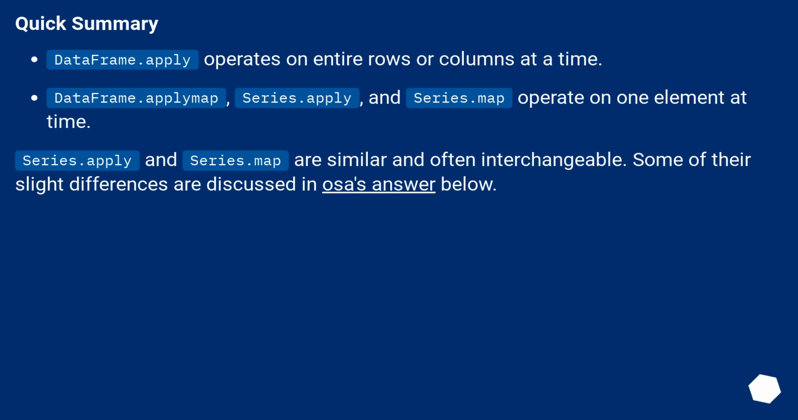Quick summary. DataFrame.apply operates on entire rows or columns at a time. DataFrame.applymap, Series.apply, and Series.map operate on one element at a time. Series.apply and Series.map are similar and often interchangeable. Some of their slight differences are discussed in OS's answer below.